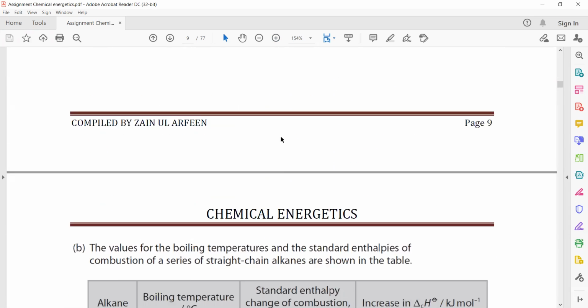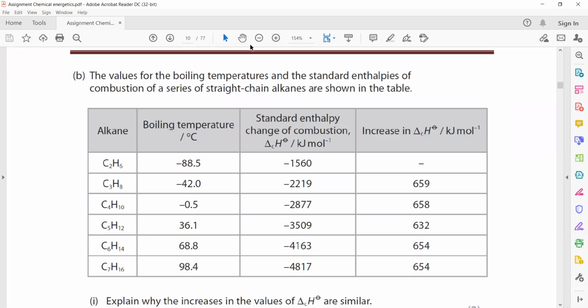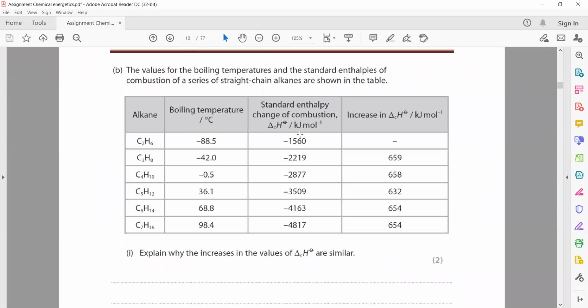Next question. In part B, the values for the boiling temperature and the standard enthalpy change of combustion of a series of straight chain alkanes are shown: ethane, then propane, butane, pentane, hexane, and heptane. The boiling temperatures are given as well as the enthalpy change of combustion.